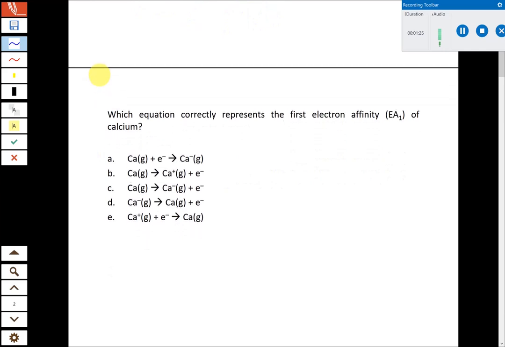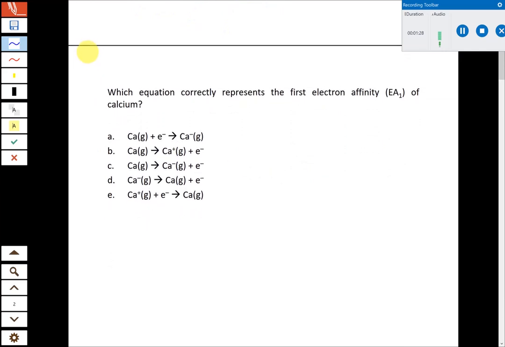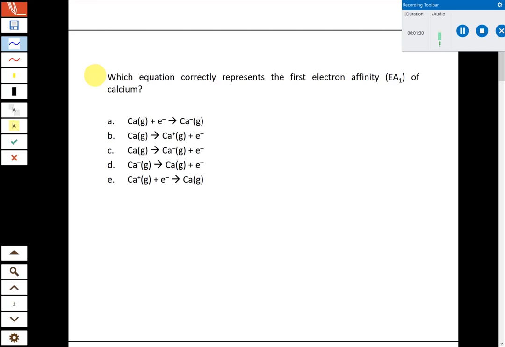So the first one, and there are exam questions like this, so we want to make sure we're familiar with this type of topic, is which equation correctly represents the first electron affinity, EA1, of calcium? A big part of what you have to do is compare electron affinities and ionization energies, but we also want to know the precise definition of them. That's what this question gets after, the definition of electron affinity, in this case for calcium specifically.